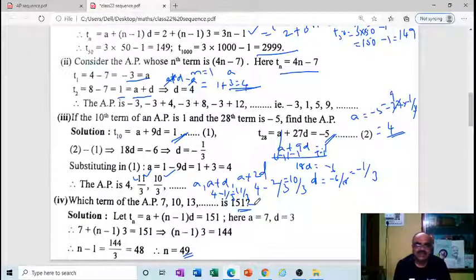Concepts are very simple, friends. We need to be very, very accurate in solving this. I just took Tn is equal to a plus n minus 1 into d and then substituted the values for it. a as 7, d as 3, n is calculated, Tn is given as 151. Rest is numerical calculation.